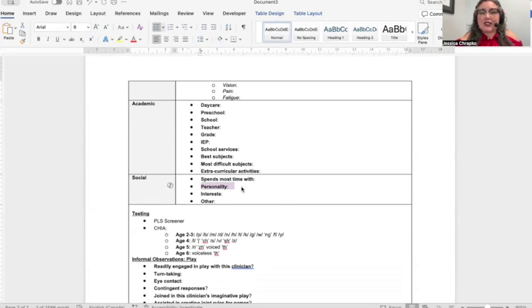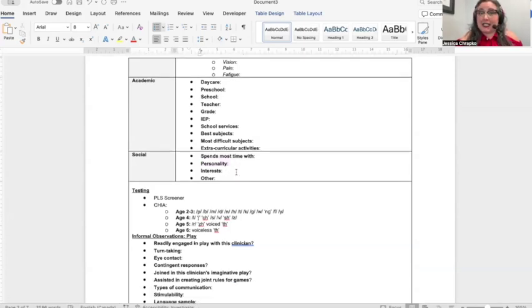I want to highlight this question, asking the parent or caregiver to describe their child's personality to me. I really like to ask this question because it helps me know how I can connect best with the child during the assessment to make them feel comfortable and increase the likelihood that I'll get more of a language sample from them so I can really have a good idea of what their speech sounds are.